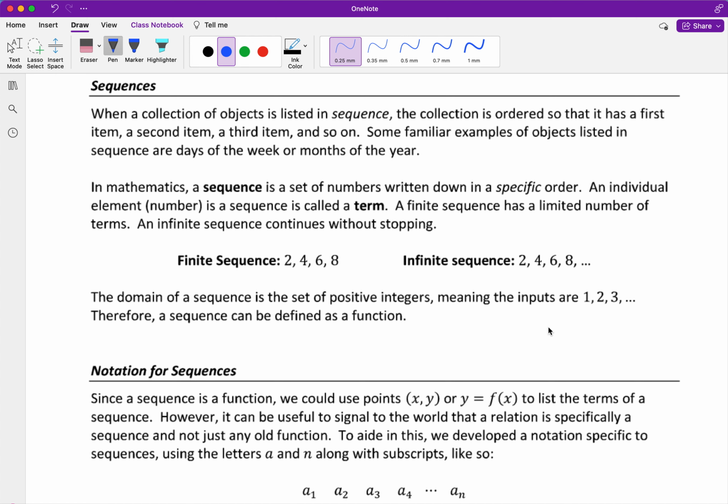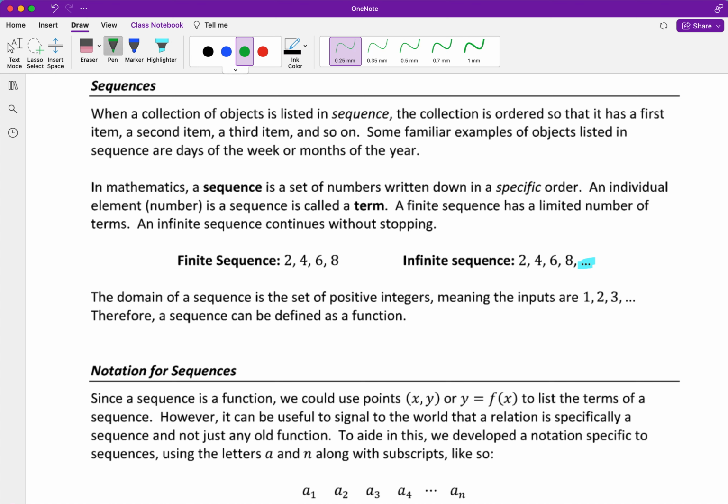So, for example, in this finite sequence, and finite just means that it ends, 2 is the first term, 4 is the second term, 6 is the third, and 8 is the fourth. In an infinite sequence, it just goes on forever and ever. That's what this little dot is saying there.